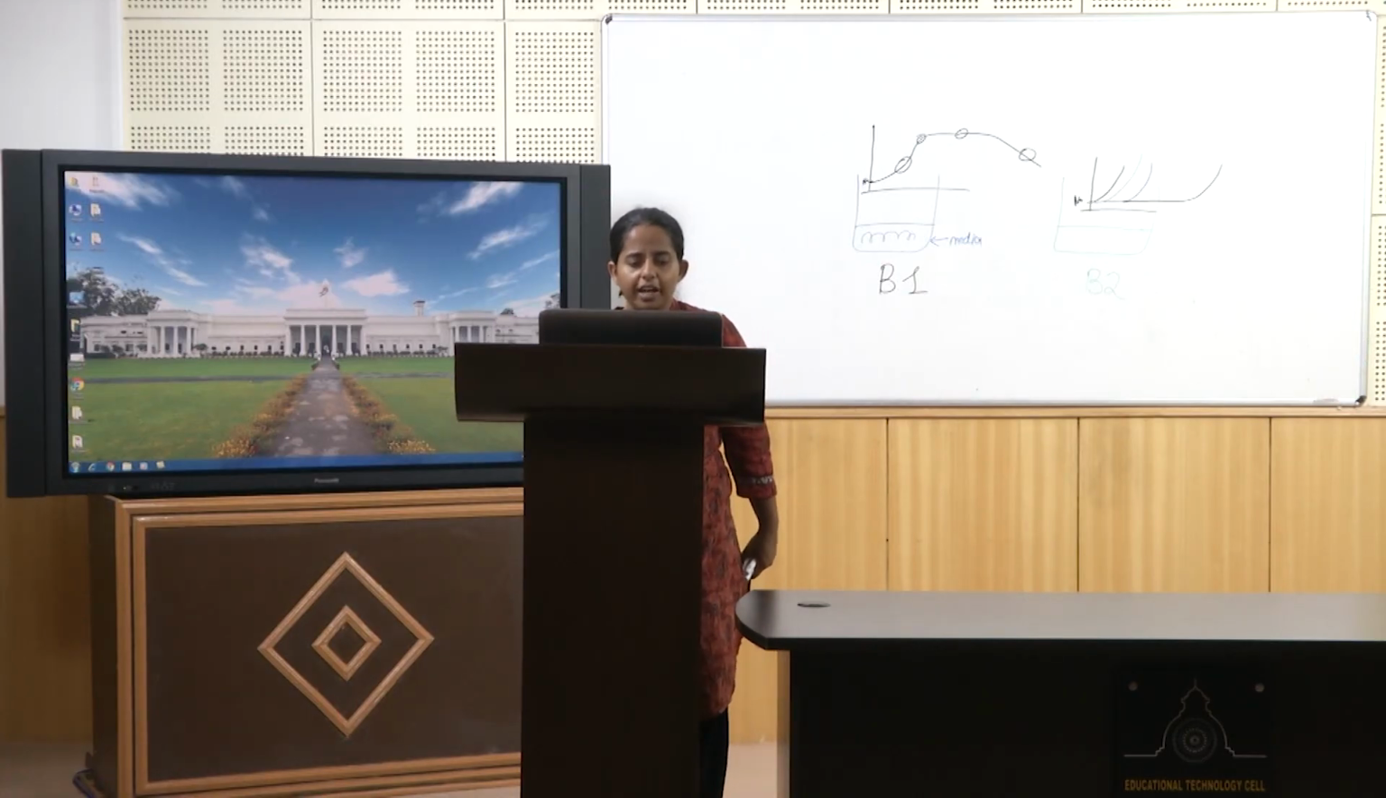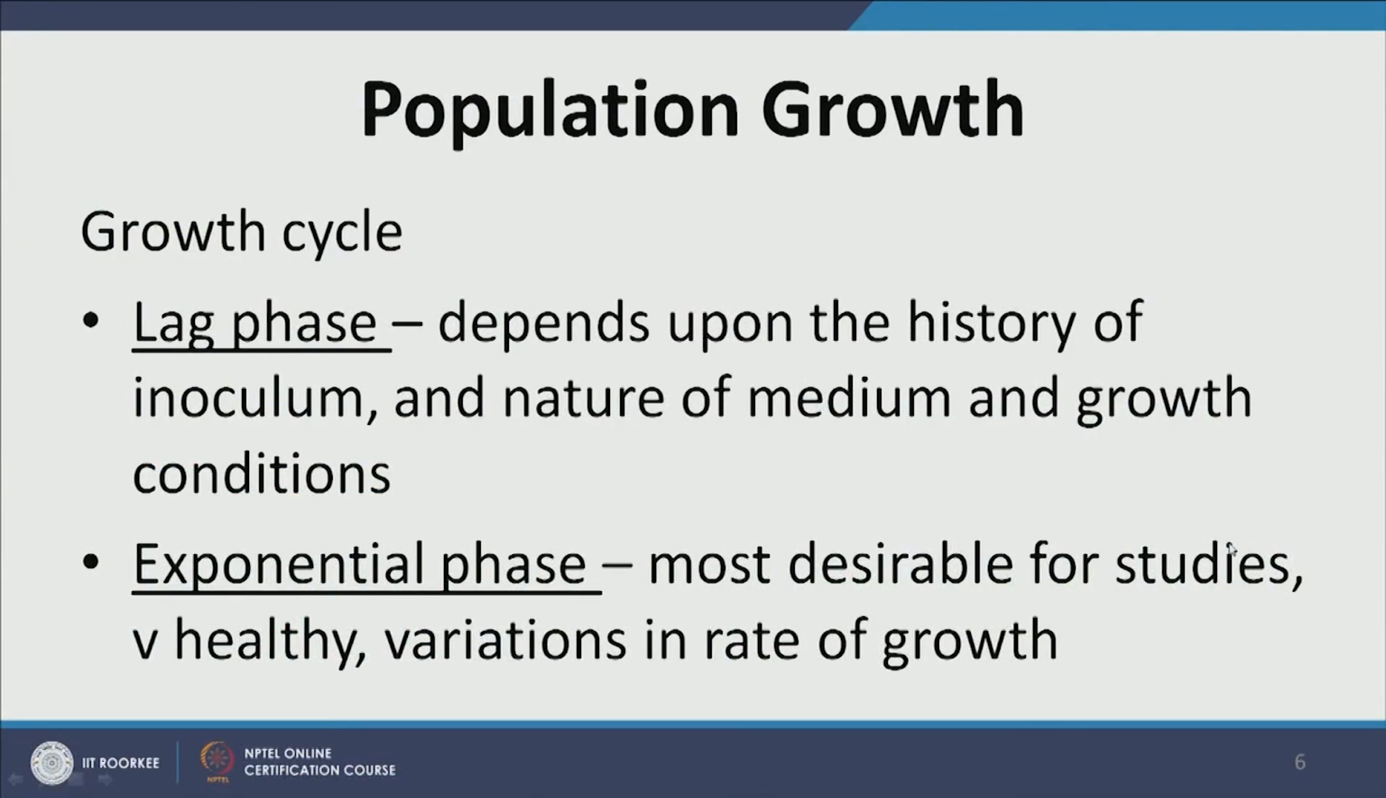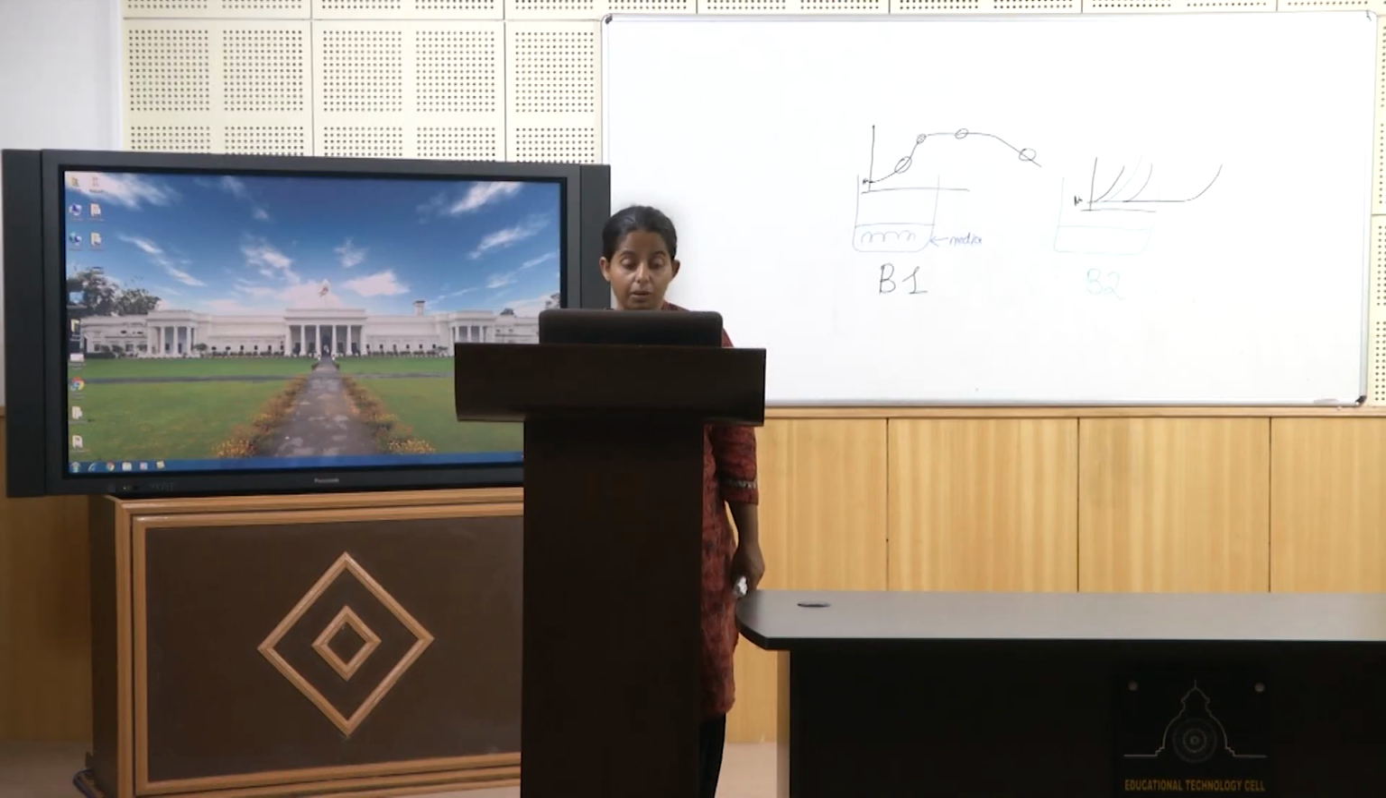After lag phase we have exponential phase. Now, exponential phase is most desirable for studies. If I want to study something, then I want to capture microbes that are in their exponential growth, because they will have a very small lag phase, and they are also very healthy and robust. And this is okay. And after exponential phase we have stationary phase.